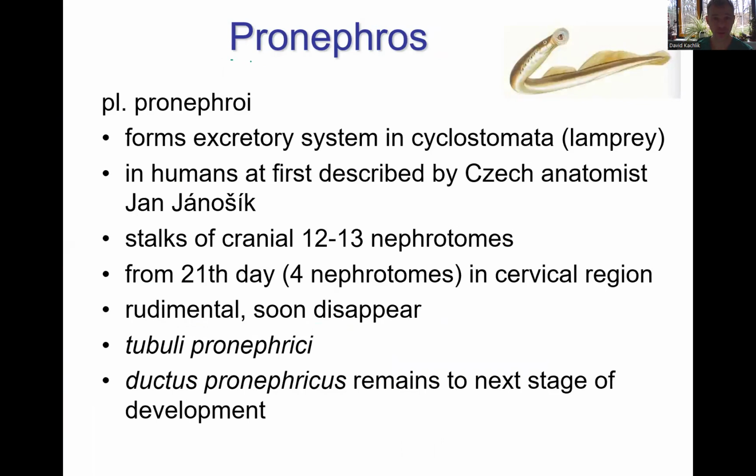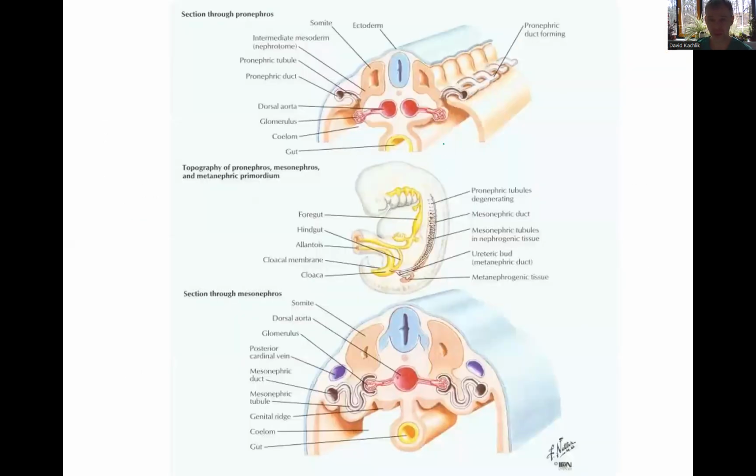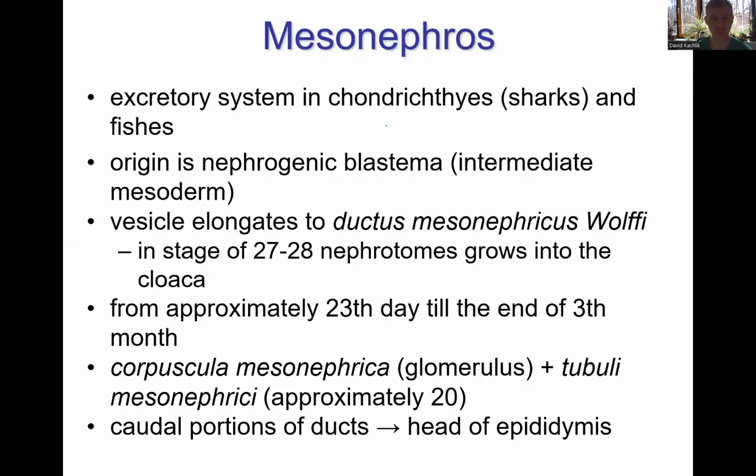So the pronephros, which is a functional organ of the lamprey, is really very transient, the first structure which appears in the cervical region. And what is interesting, it was first described in humans by a Czech anatomist, whose name you can forget. It's just an interesting note. So this disappears, but it is the starting point for the mesonephros.